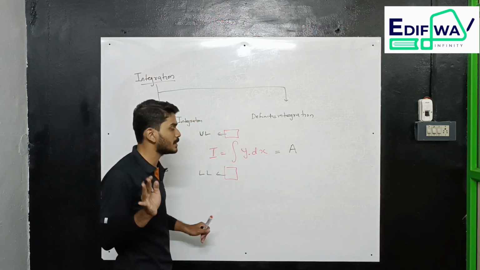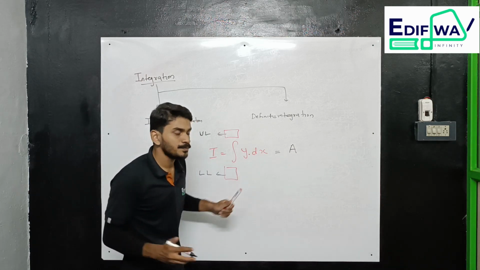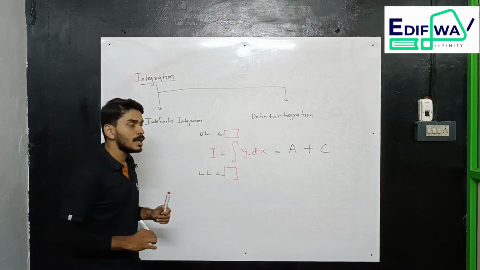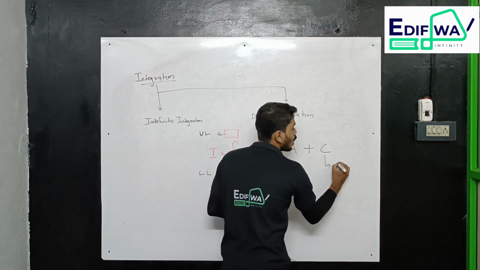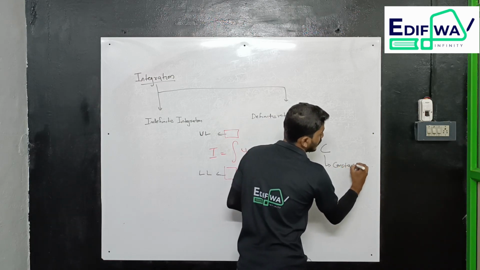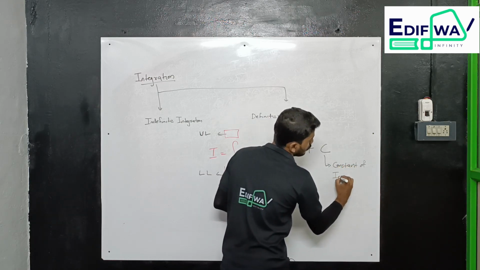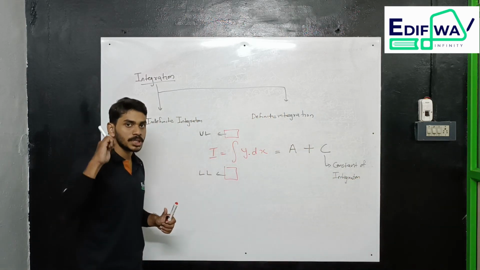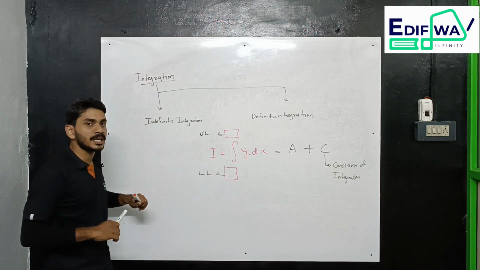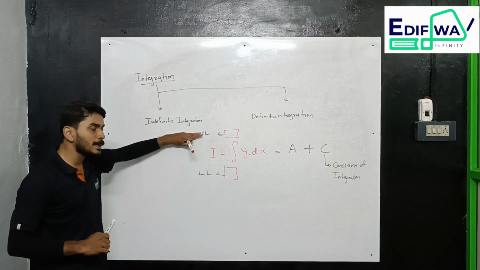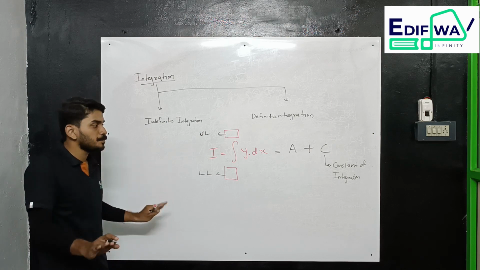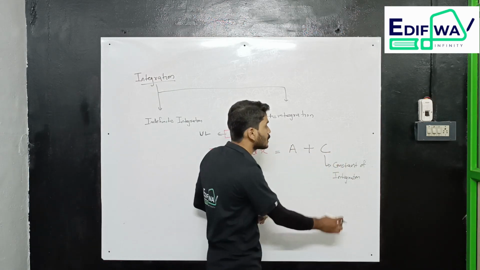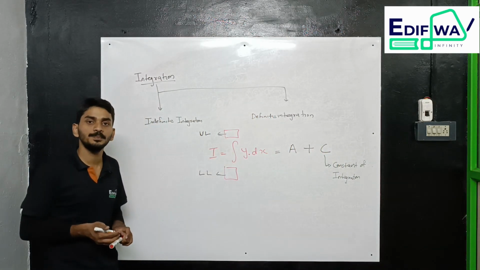I will tell you the rules later. After integrating, you will get the answer, and along with the answer you have to always put a plus C. This C is called the constant of integration. Clear? So there are two things you have to remember. In indefinite integration, the lower limit and the upper limit will not be specified, and there will also be a constant of integration called C. Is that clear for you?